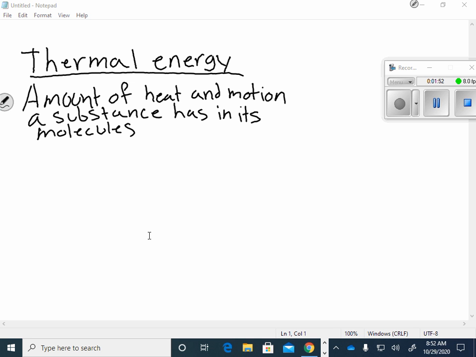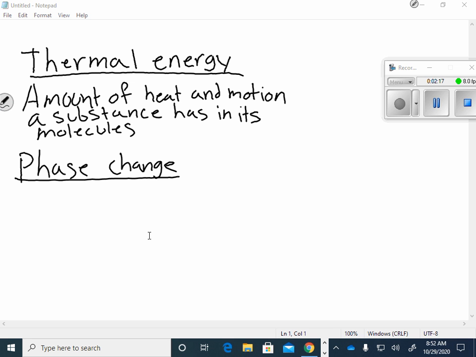So thermal energy is connected to phase changes. Okay, so we're going to talk about phase changes as well. So this one, you don't have to write phase change in your notebook, but phase change is when we go from one state of matter to another. And so we're going to talk about the different phase changes today.